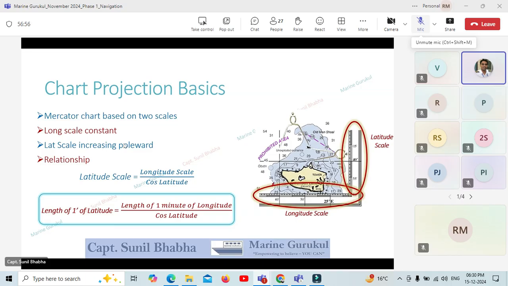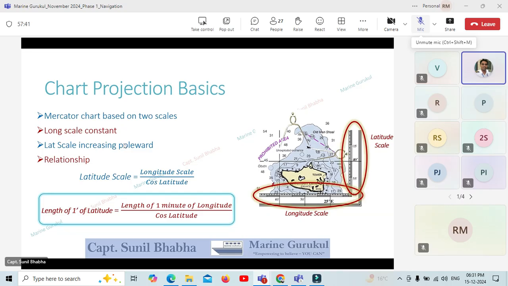Excuse me, sir. Go ahead, beta. Sir, here you told longitude scale will be constant, and the other thing you said is latitude scale increasing towards the pole. But Earth has a spherical figure, so if we are going towards the pole, it will be decreasing, no, sir? Or am I wrong, sir? No, beta, for longitude you are right. On the meridian, when we are at the equator it will be maximum, and then going towards the pole it should reduce, something like that, sir.